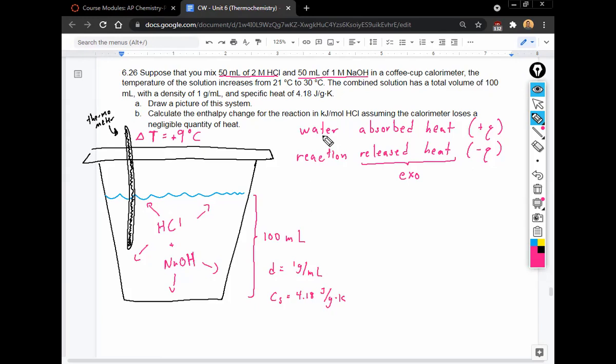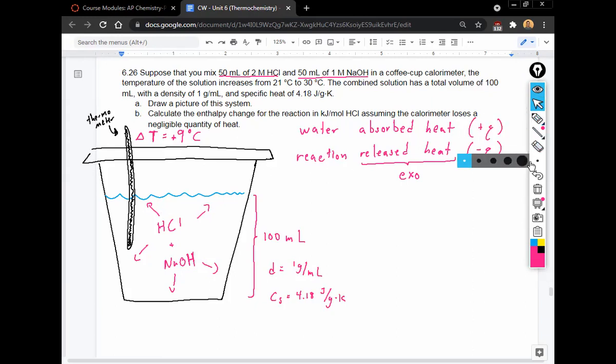All right. Any questions on what's going on inside this situation? Does that make sense? Okay, so we're mixing HCl and NaOH. It's exothermic, so it gives energy to the water, and the water temperature goes up.